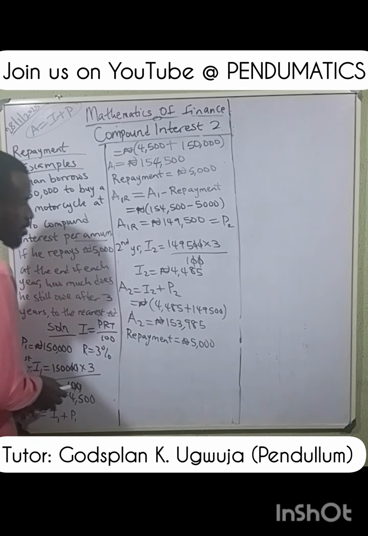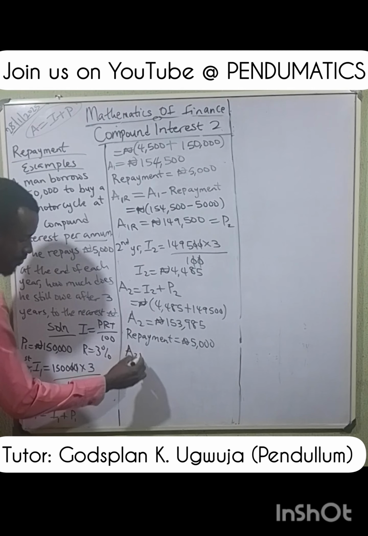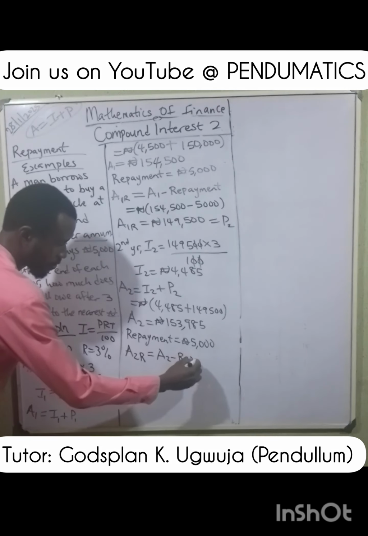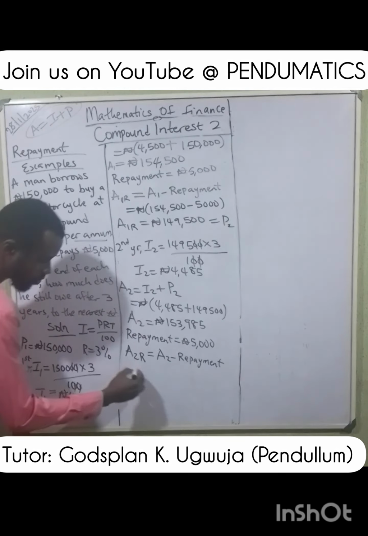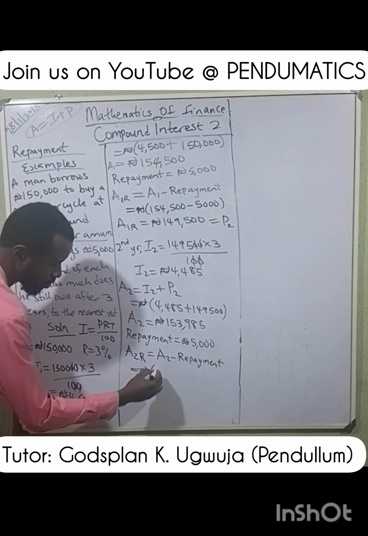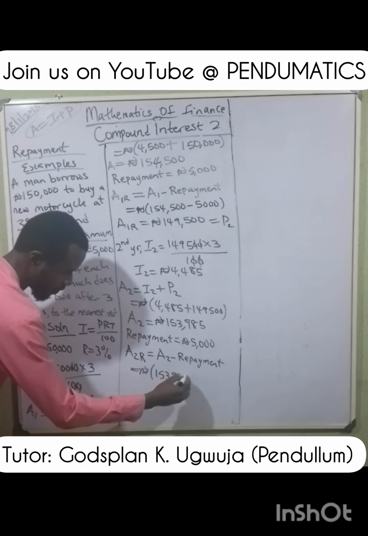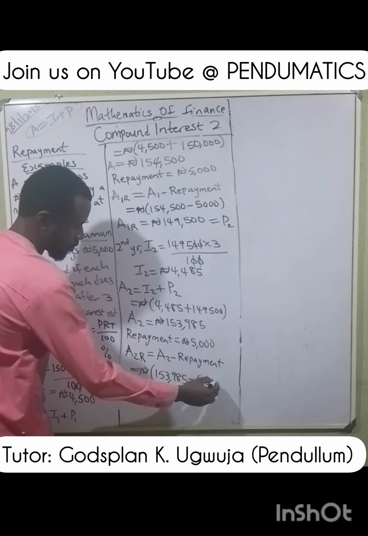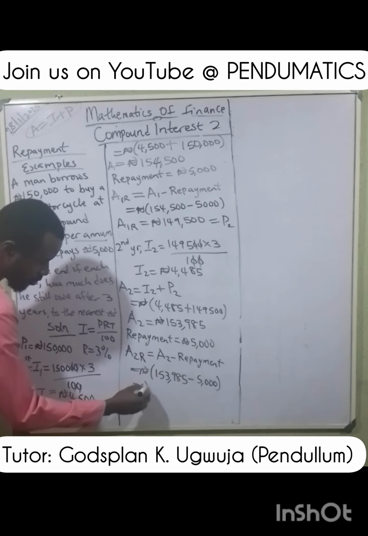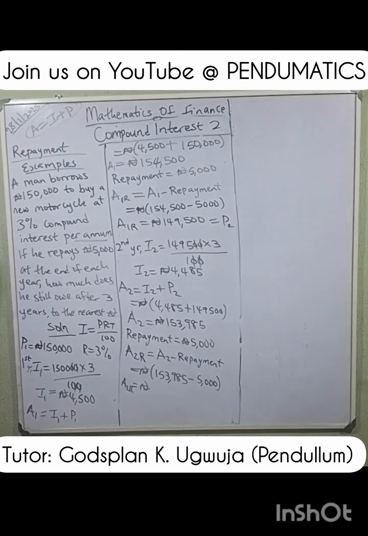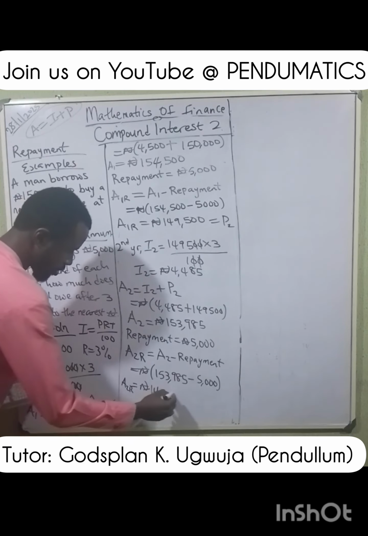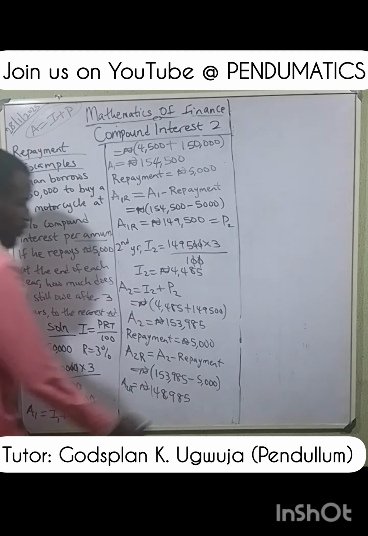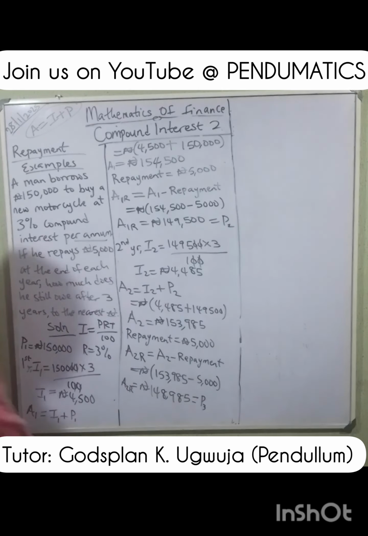I hope that's clear. So amount for the second year after repayment, A2R, will be amount 2 minus repayment. And our amount 2 is 153,985 minus repayment of 5,000. And then this is going to give me 148,985. So this is the amount for year 2 after the repayment has been removed. And this is going to be our principal for year 3.